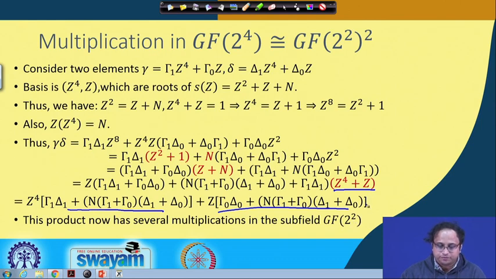So what we have seen till now is how we can get the result in GF((2^2)^2). We started with GF(2^4) whole square. We did our multiplications in GF(2^4). We saw how we can do multiplications in GF(2^4) by expressing them as elements in GF((2^2)^2).